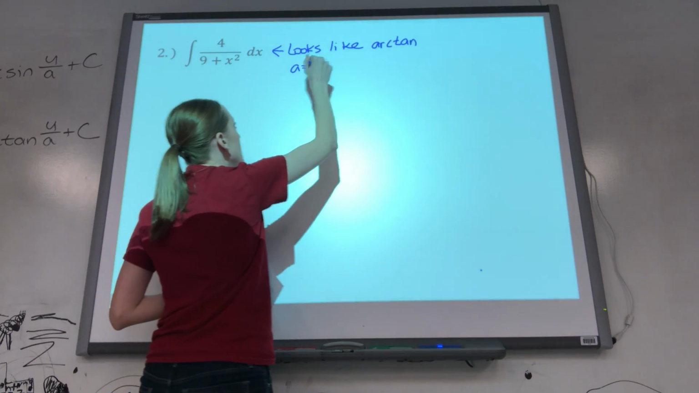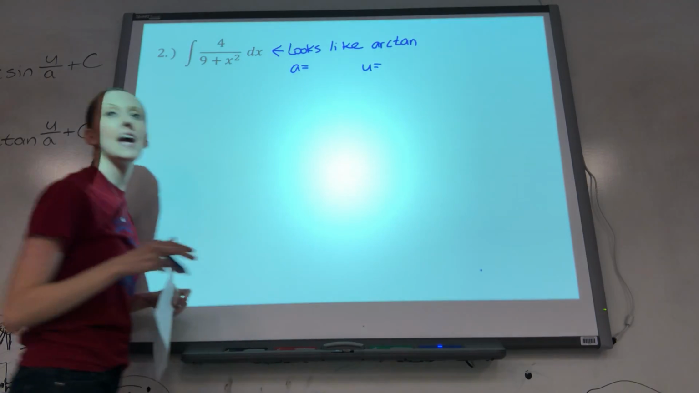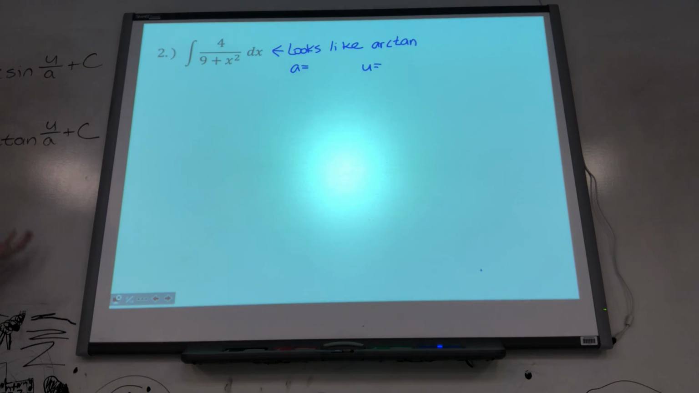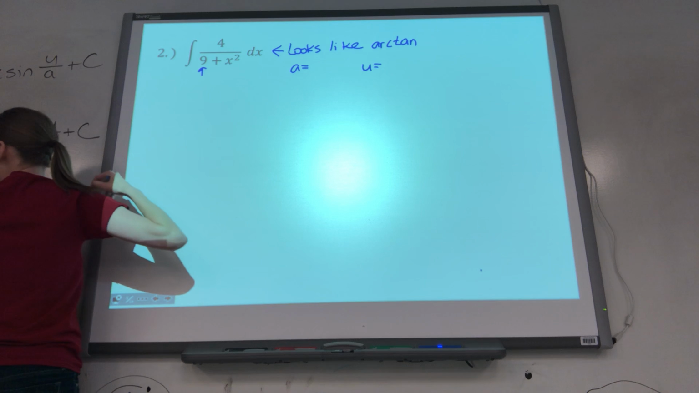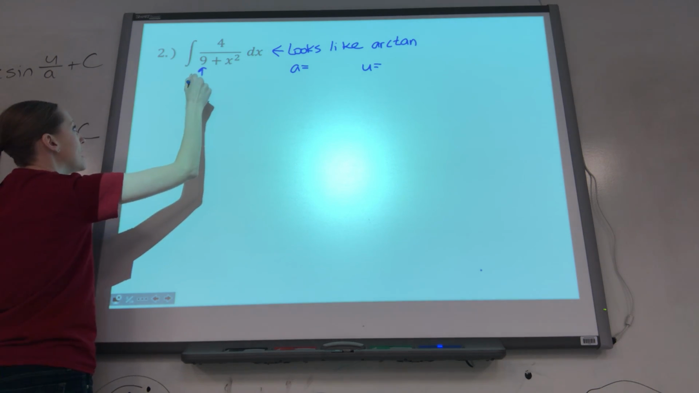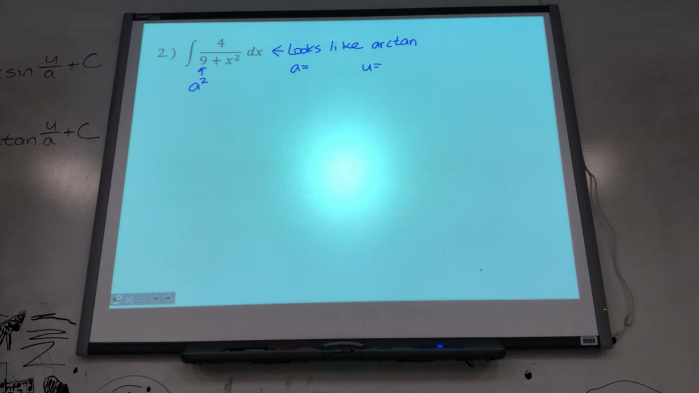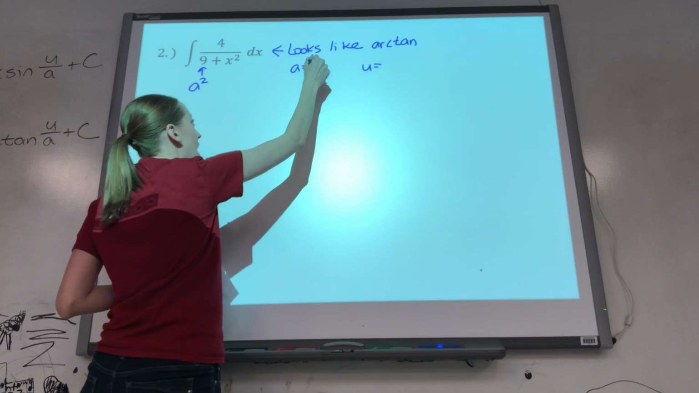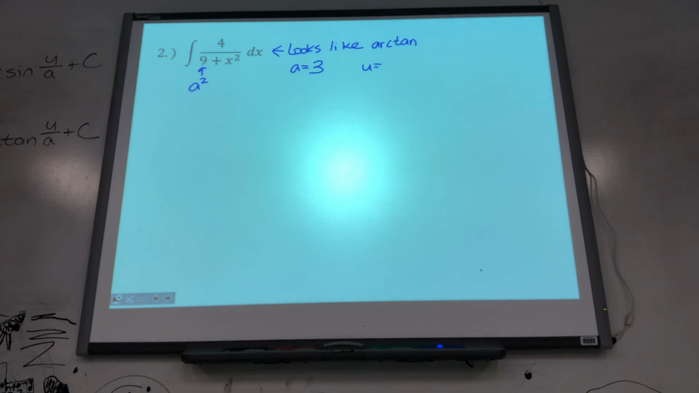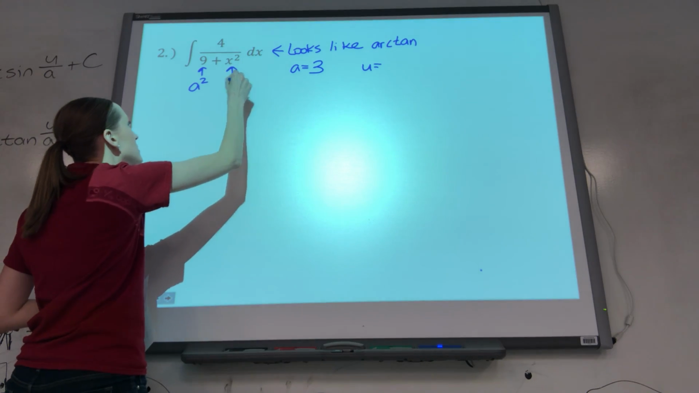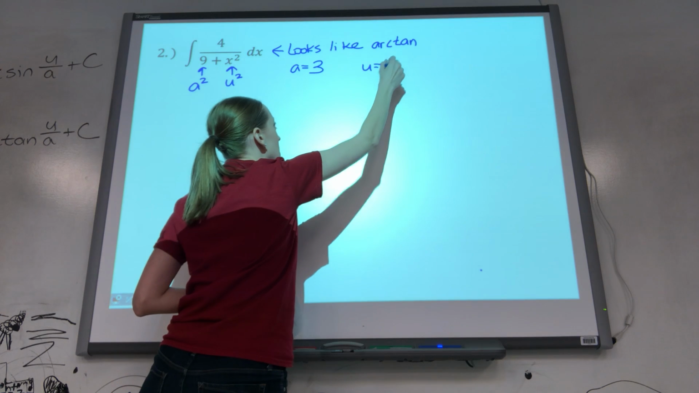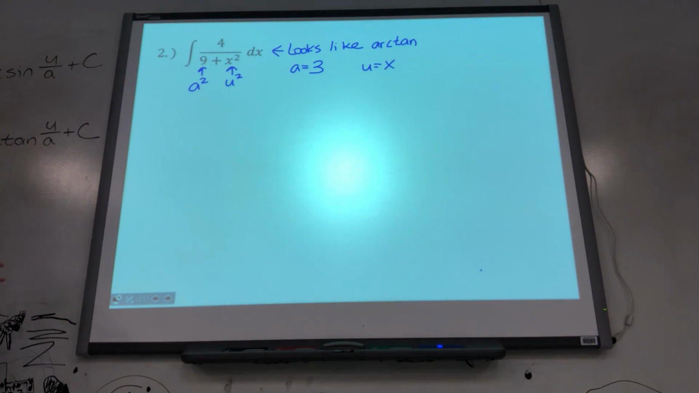So going with A and U, you don't have to lay them out like I am every time if you don't want. But this first part, according to that, it's supposed to be A squared. So if A squared is 9, then A must be 3. And we had this one last time. If U squared is x squared, then U is just x.